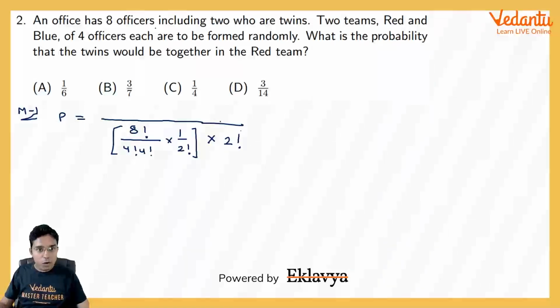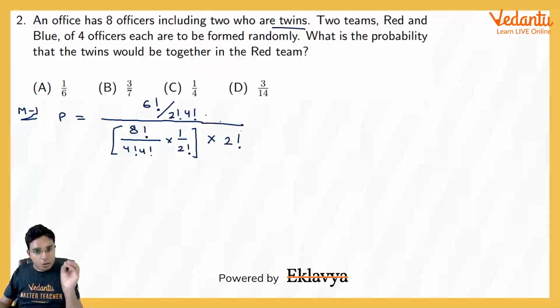Now we want these 2 twins to go to the red team. So now I will be making 2 groups from the 6 officers, in which the 2 twins are not counted. So 6 factorial upon 2 factorial, 4 factorial. The 2 groups are of different sizes, so no additional 2 factorial division here. Now the group having 2 officers along with the 2 twins will go into red and the 4 remaining will go into blue. So that is all about this calculation.